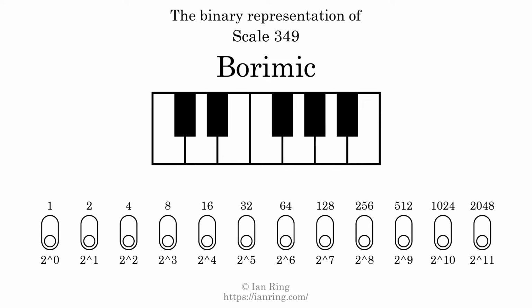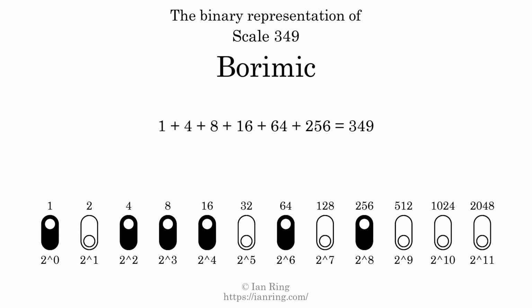The binary representation of this scale is determined by mapping tones of the scale to binary digits. Each binary digit represents a power of 2. To get the scale number, we add the powers of 2 together. The powers of 2 that are present in the scale, all added together, equals 349. That is why the scale number, in decimal, is 349.